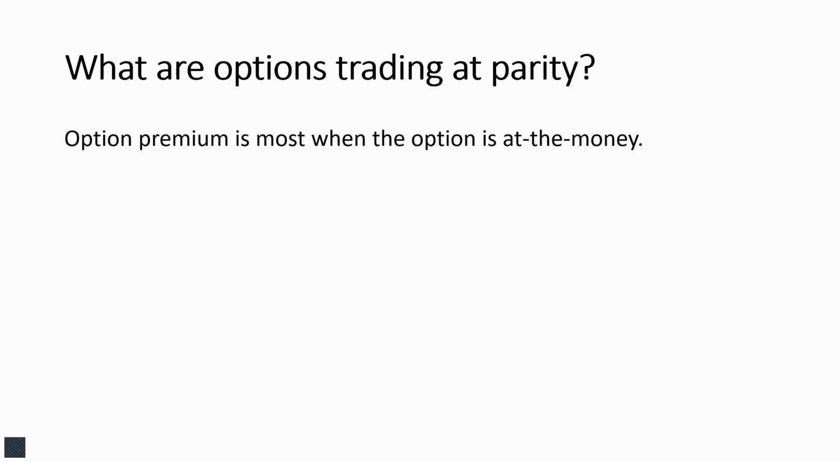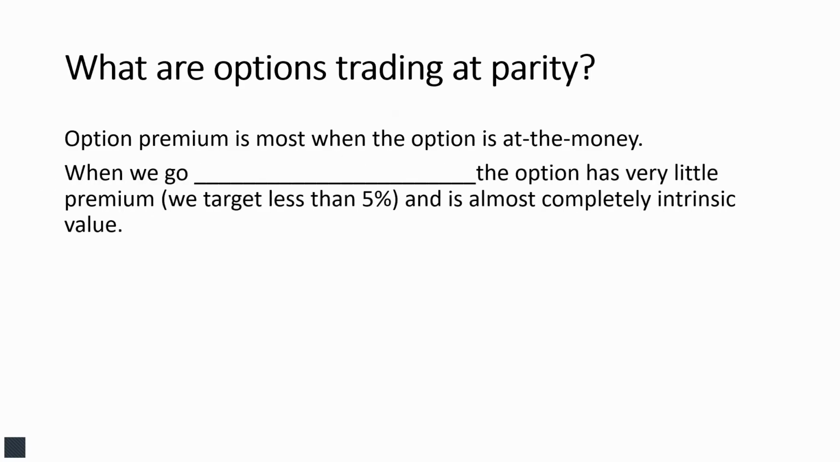This is where we're making that instant dividend, right? Option premium is the most when we sell options that are considered at the money. But when we go deep enough in the money, we wind up with an option with very little premium, and it's almost completely what we call intrinsic value, or in the money value. Another synonym for that is real value.